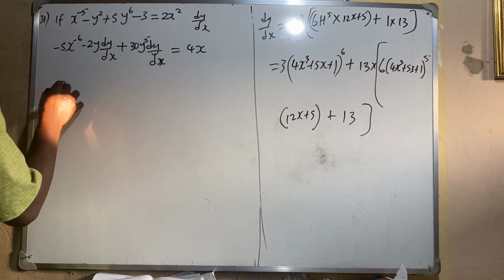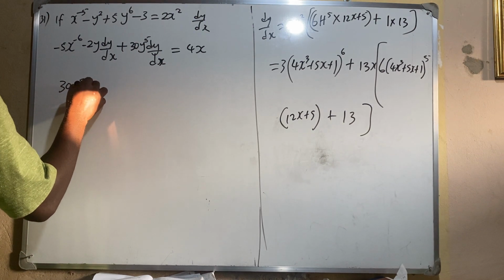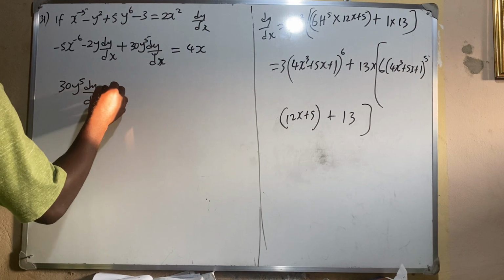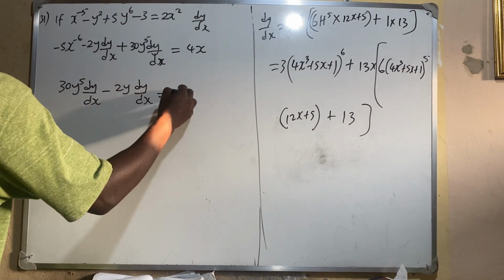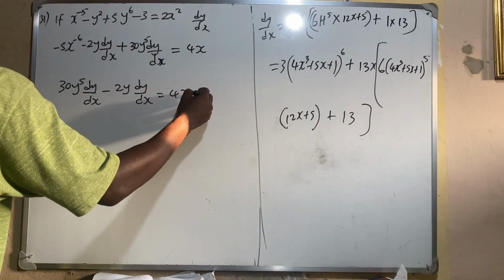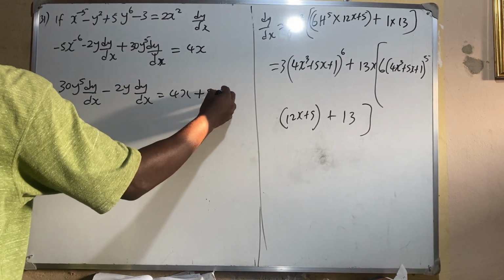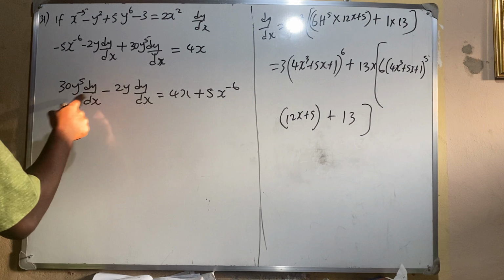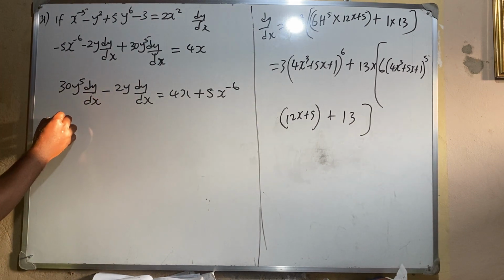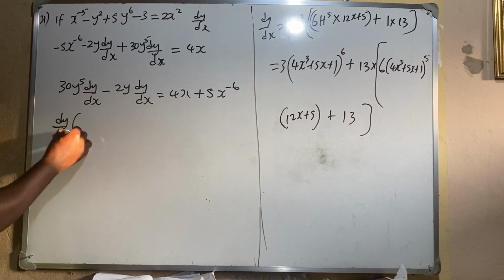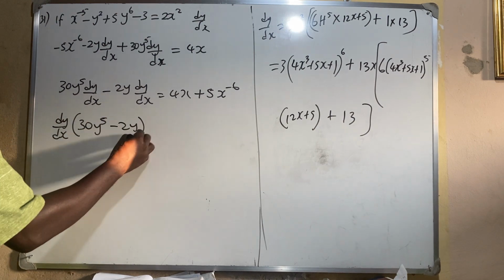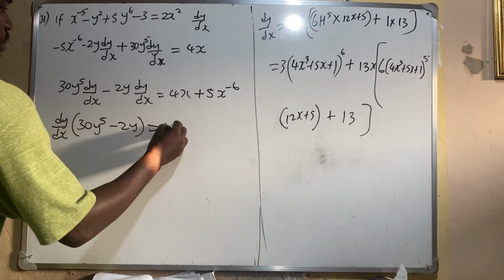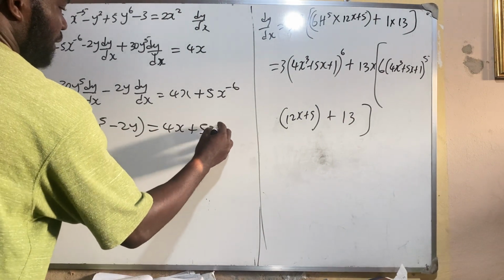So I'm going to have 30y raised to power 5 dy/dx minus 2y dy/dx is equal to 4x. This one moving here will have plus 5x raised to power minus 6. So if you factorize dy/dx, I'm going to have dy/dx in bracket of 30y raised to power 5 minus 2y is now equal to 4x plus 5x raised to power minus 6.